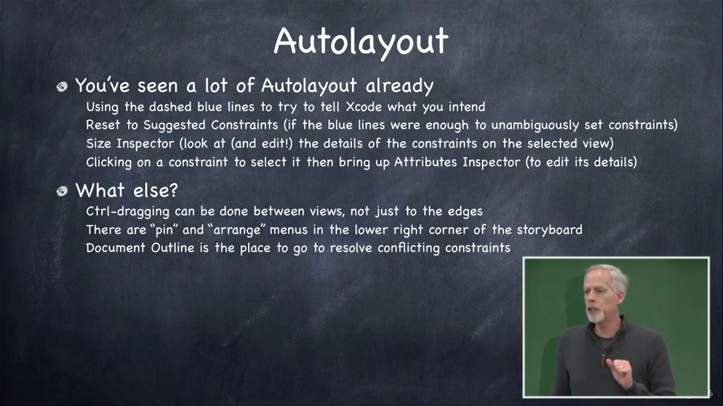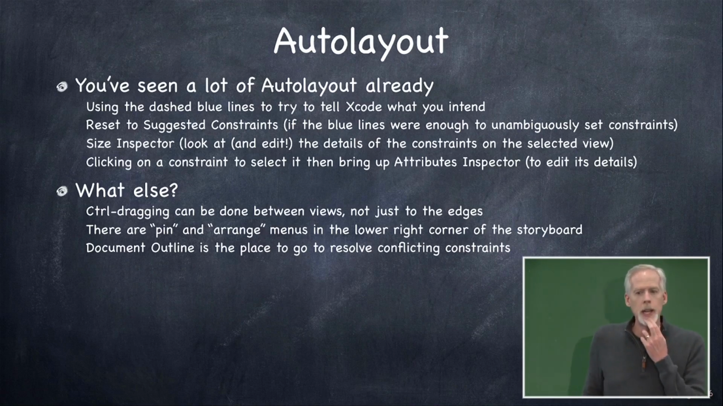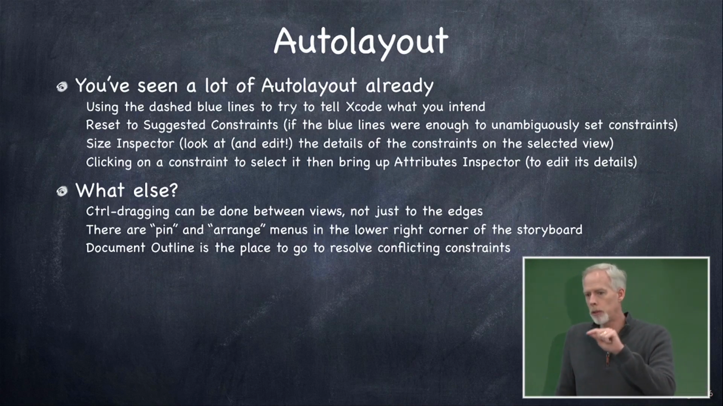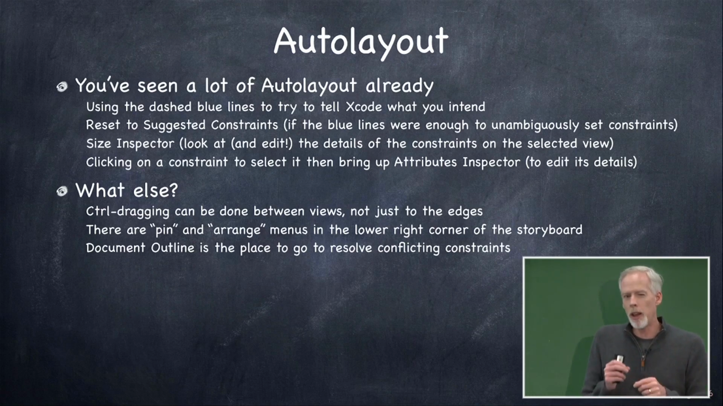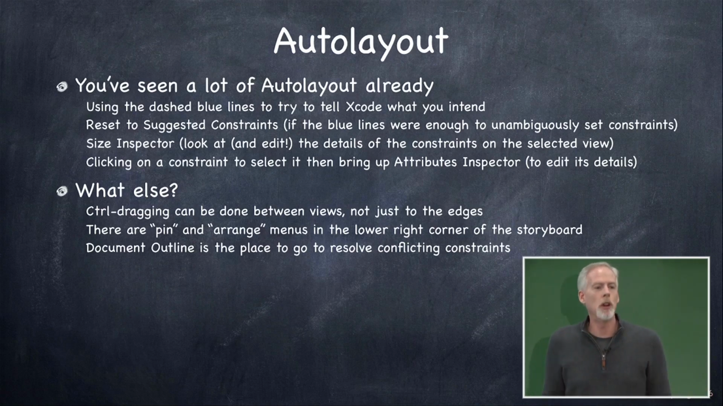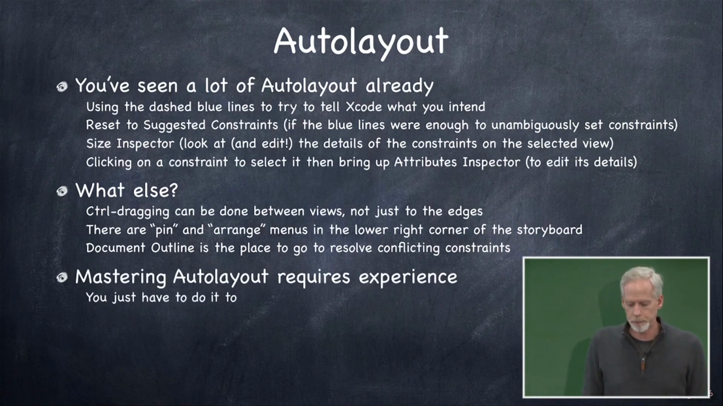It also has a constraint resolution UI, which I might have briefly shown, but I'll certainly show today, where it'll actually tell you all the constraints that are conflicting or not fully specifying things, that kind of stuff. So it's kind of, document outline is your constraint headquarters to go and try and fix things with constraints and understand what's going on with your constraints.